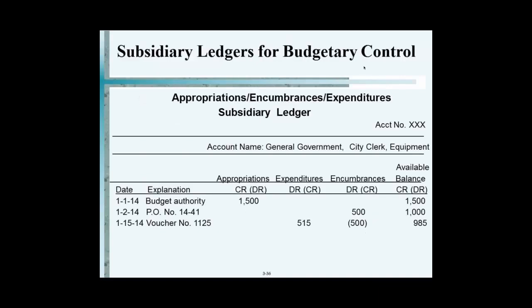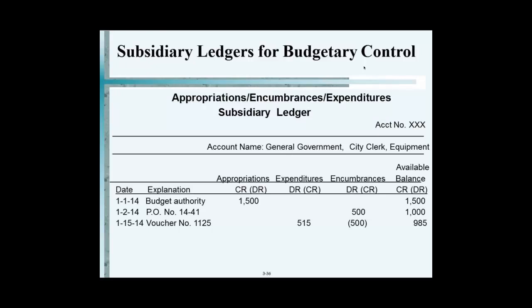Now, I want you to just for a moment look at this journal entry, I mean this ledger, and see if you understand this. Just take a moment.